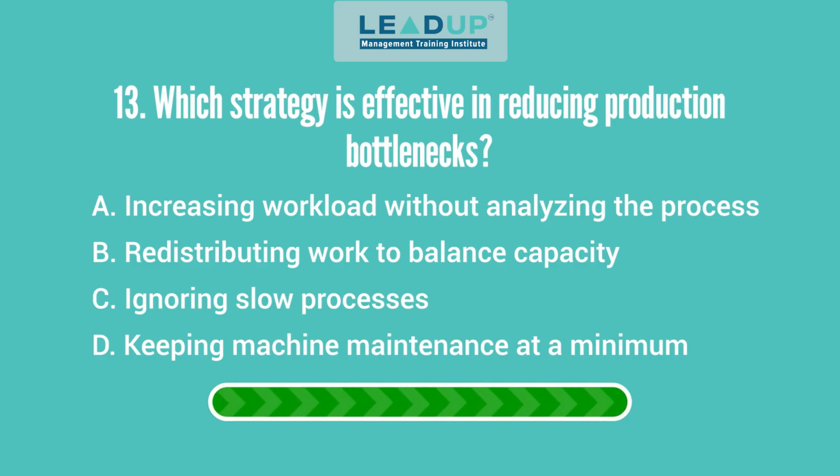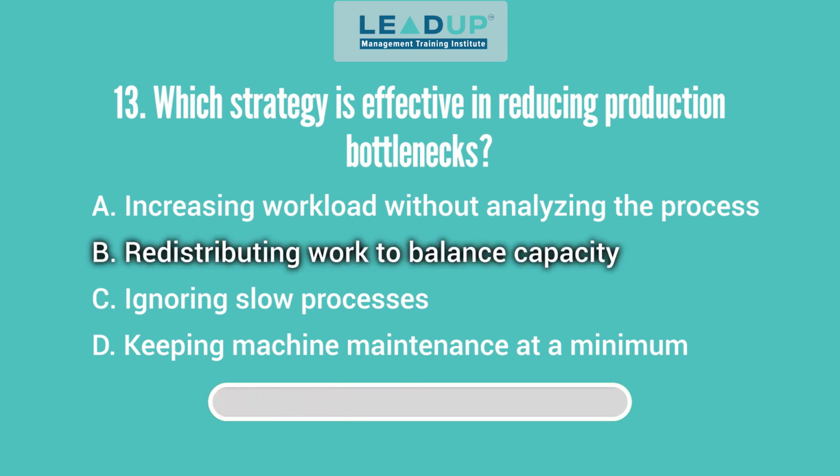Question 13. Which strategy is effective in reducing production bottlenecks? A. Increasing workload without analyzing the process. B. Redistributing work to balance capacity. C. Ignoring slow processes. And D. Keeping machine maintenance at a minimum. The answer is redistributing work to balance capacity.